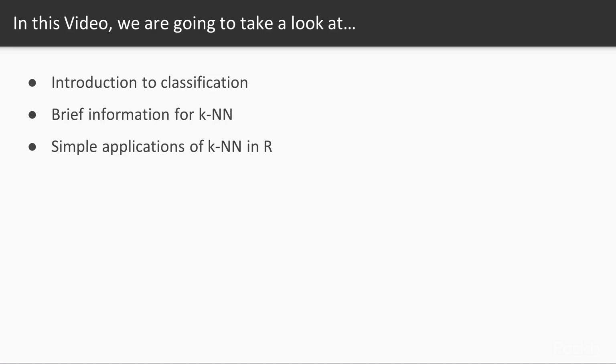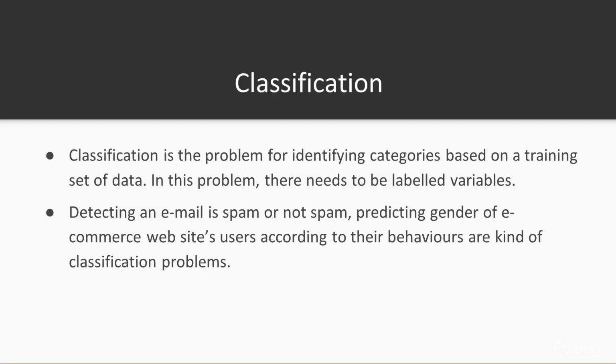Welcome to KNN. In this video, we're gonna take a look at brief information about the classification tasks, and then we will talk about introduction to KNN, and finally we will make simple applications of KNN in R. Well, the classification is a problem for identifying categories based on a training set of data. In this problem, there needs to be labeled variables. For example, detecting an email is spam or not spam is one of the classification problem. Also, predicting the gender of an e-commerce website user according to their behaviors is also a classification problem.